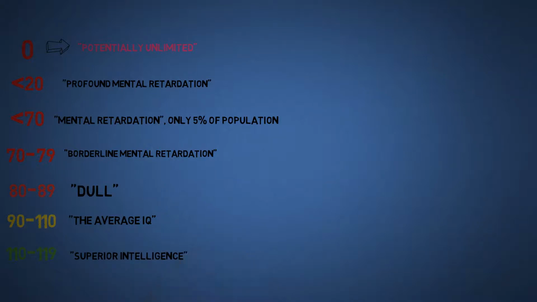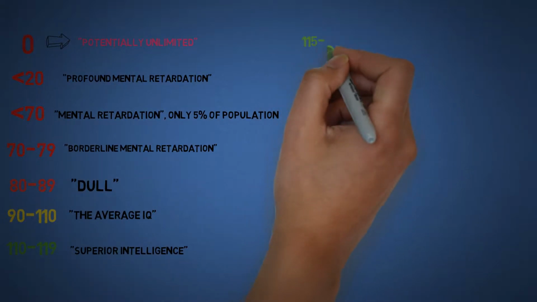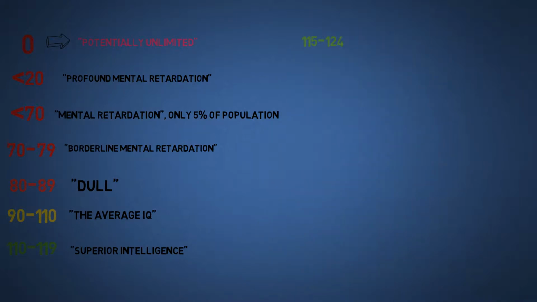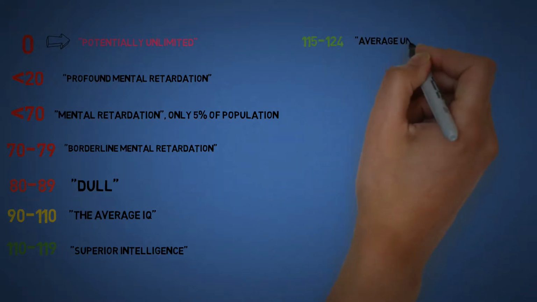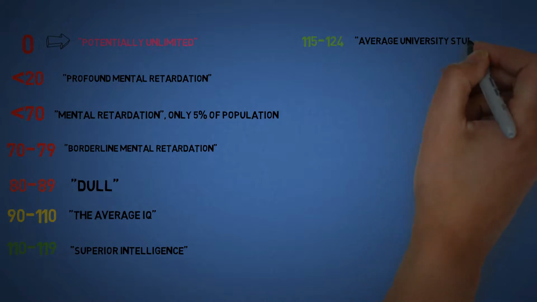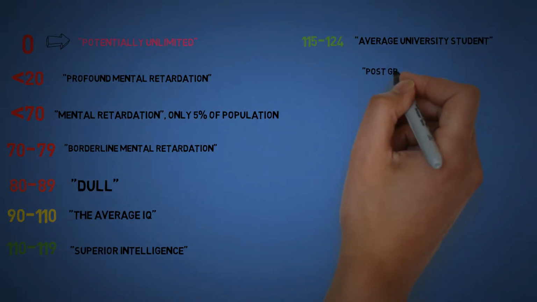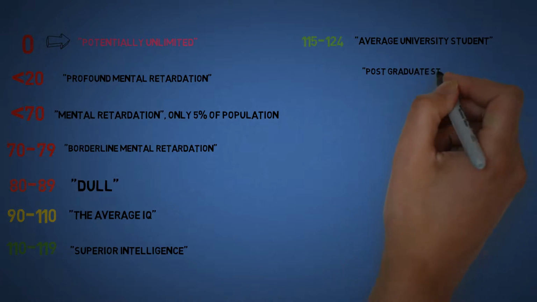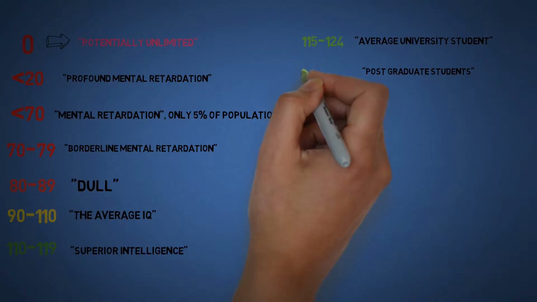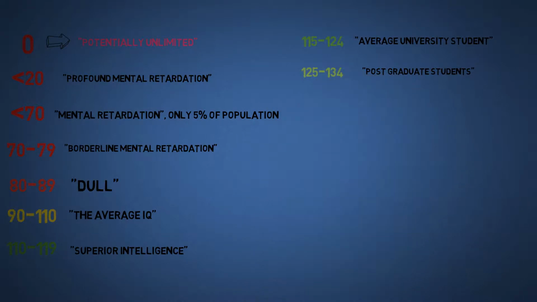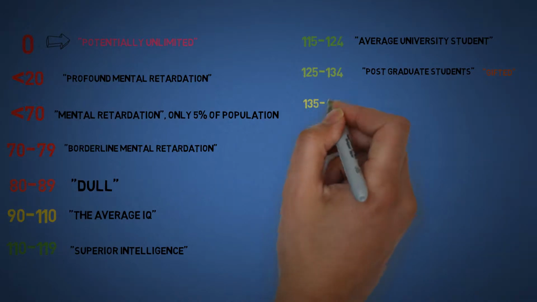Now we get into the big boy scores. An IQ of 115 to 124 is the average IQ of a person attending university and doing reasonably well. Postgraduate students, which are students who have finished a first or bachelor's degree and are now doing higher education, range between an IQ of 125 to 134 and are noted as gifted.